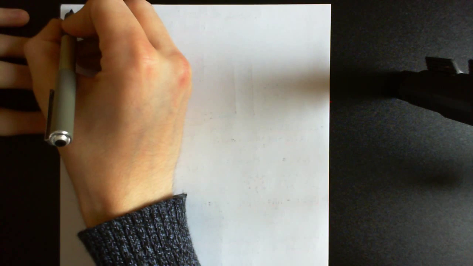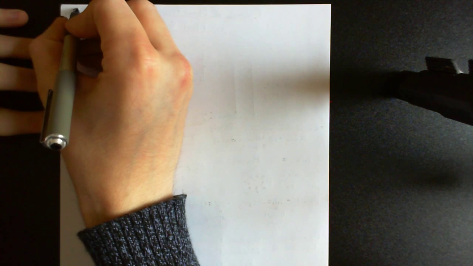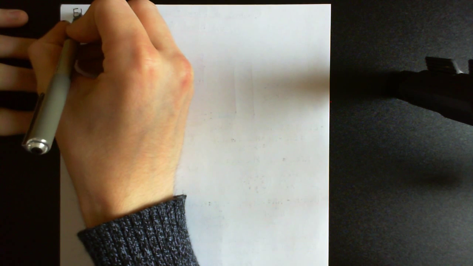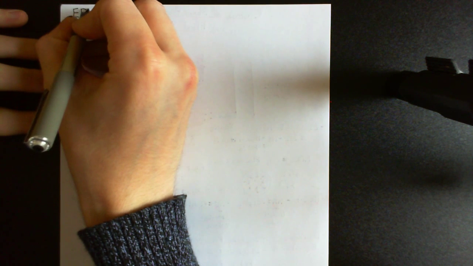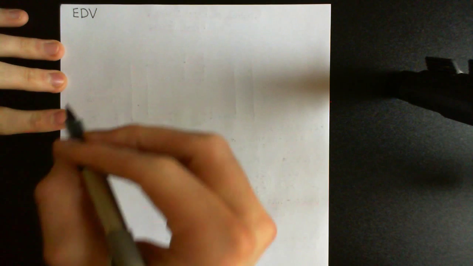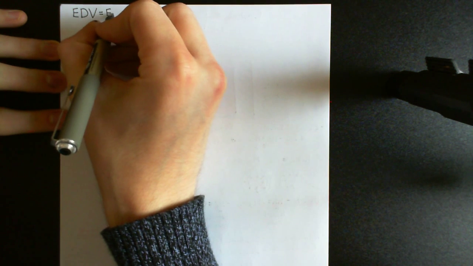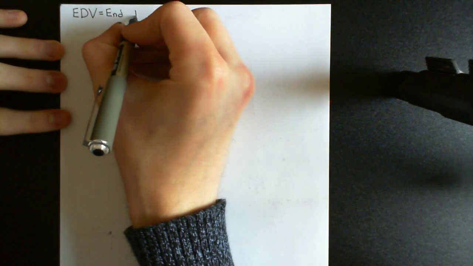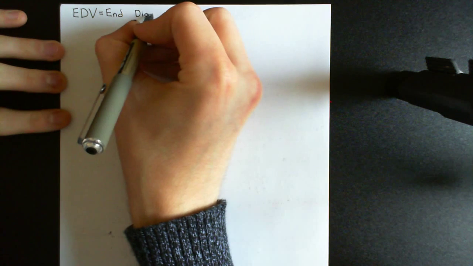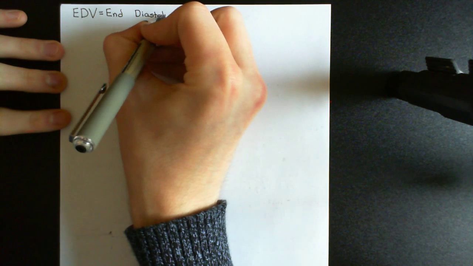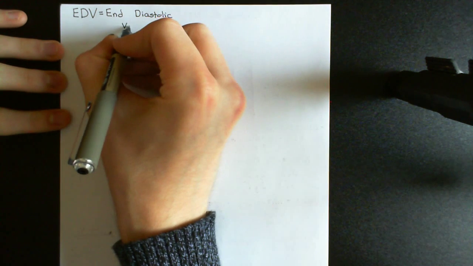So two pieces of terminology that it's going to be very important for us to understand are the concept of the end diastolic volume. Now remember, we're still modelling the heart as a single chamber, and if you like, you can think of that single chamber as being the left ventricle. Okay, so EDV is the end diastolic volume. That's what it stands for. E is for end, D is for diastolic, and then V is for volume.